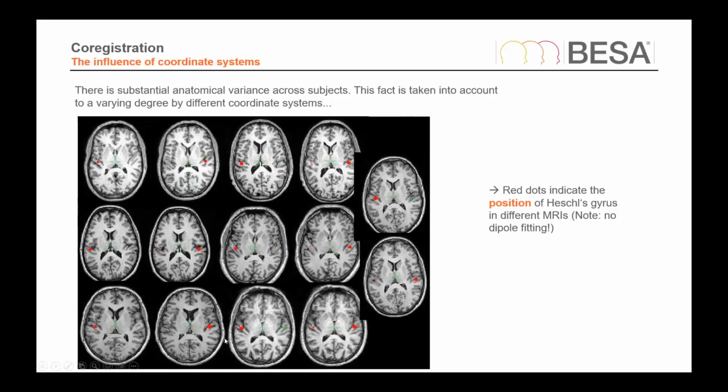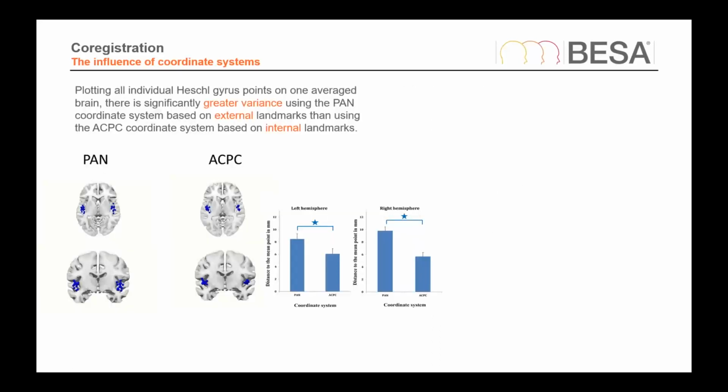So the brains are not all the same. They have quite a big variability. And these are just pointing, actually identifying these knots in the MRI. So we didn't fit anything here. We just identified them in the MRI. And then if we go and plot all these positions on an average brain, we can do this by using coordinates from the exterior landmarks using the PAN coordinate system, or we can use the ACPC coordinate system based on internal landmarks.